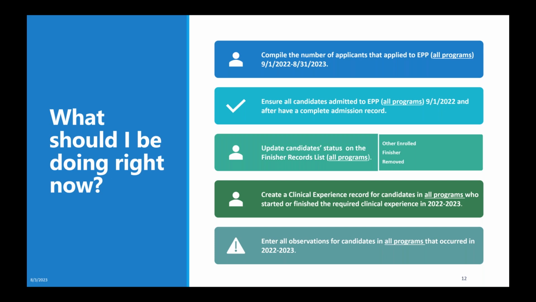For the 22-23 reporting year, candidates in all programs within your EPP fall into three categories: finishers, if they've completed all requirements, other enrolled, if they're still working on requirements, or removed, if they've left the program during the year for any reason. Note, EPPs are able to view each status by filtering the finisher records list. New for 22-23 is the clinical experience record. EPPs will create a record for each candidate who started or completed the clinical teaching, internship, or practicum in 22-23.